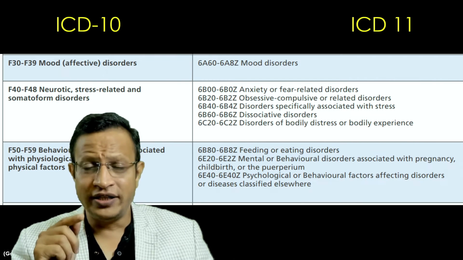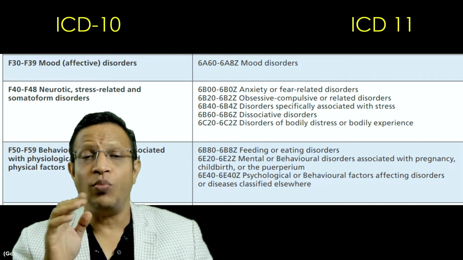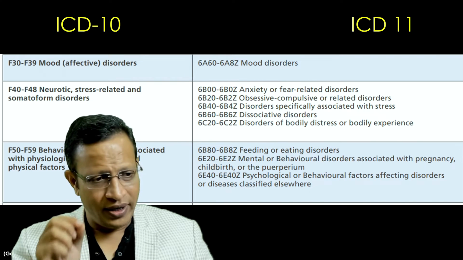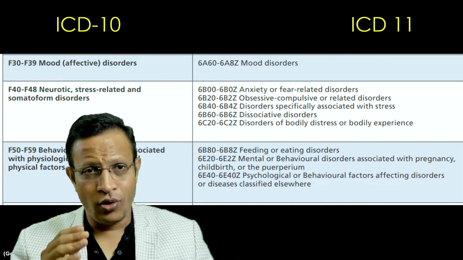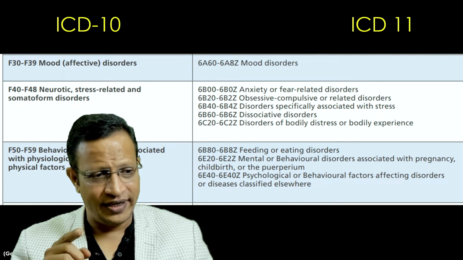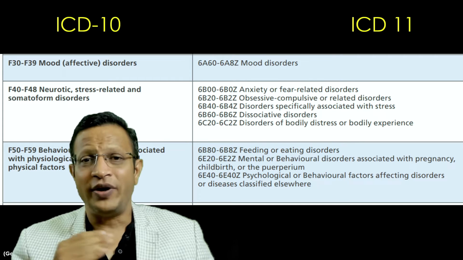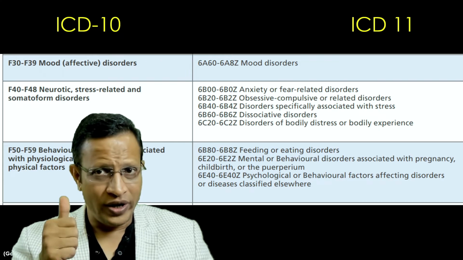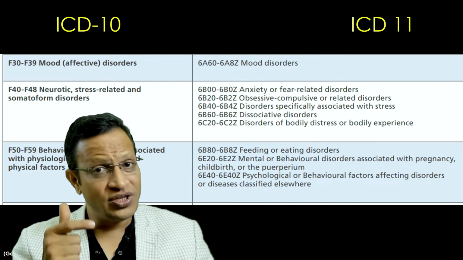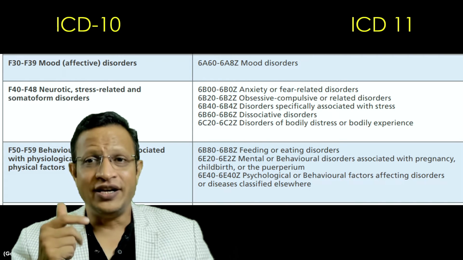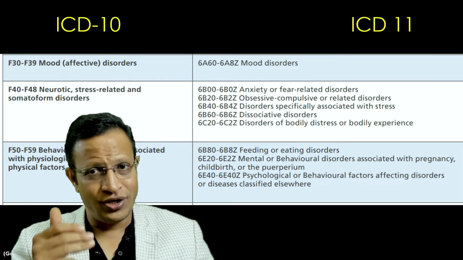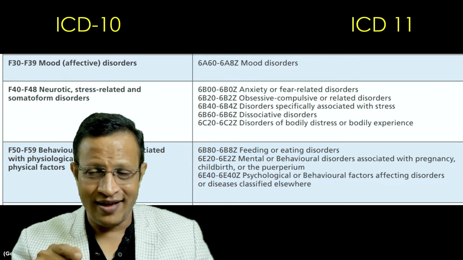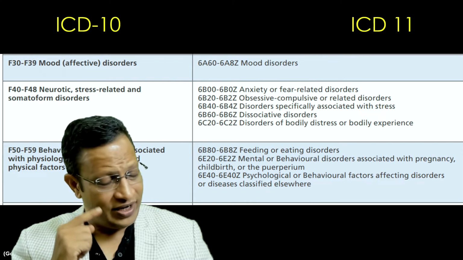Moving further, if you look at mood disorder, it was considered in ICD-10 as mood and affective disorder, whereas in ICD-11 it is only mood disorder, or it is considered as bipolar disorder. Moving to neurotic, stress-related, somatoform disorder, which was there in ICD-10, whereas in ICD-11 this somatoform diagnosis has been completely removed and various new classifications have been placed. One is anxiety-related disorders, obsessive-compulsive and related disorders, disorders specifically associated with stress, and dissociative disorders. And somatoform disorder has been newly named as disorders of bodily distress and bodily experience. That is the category which has been given in ICD-11.